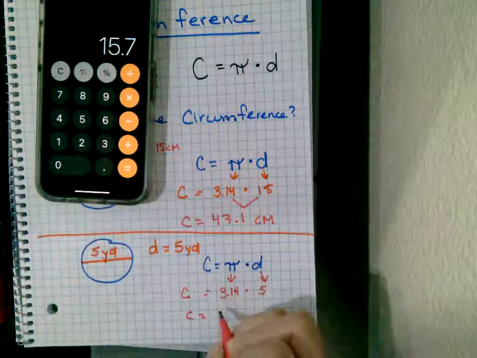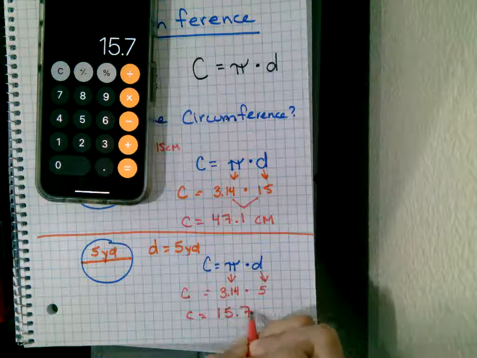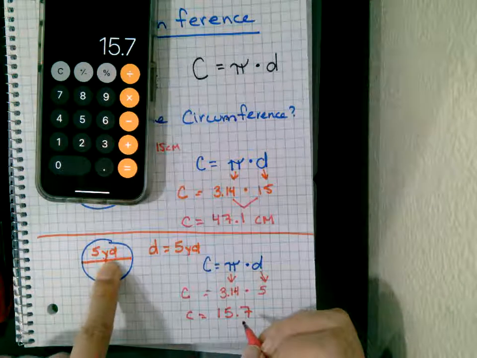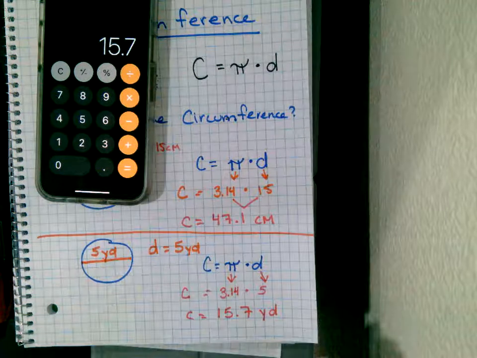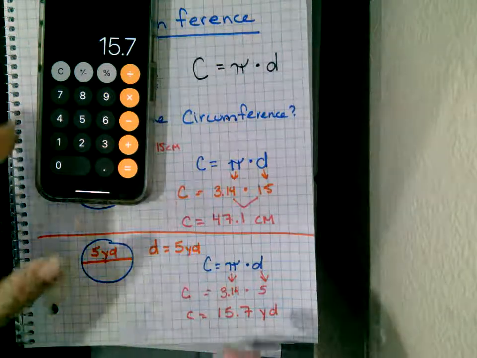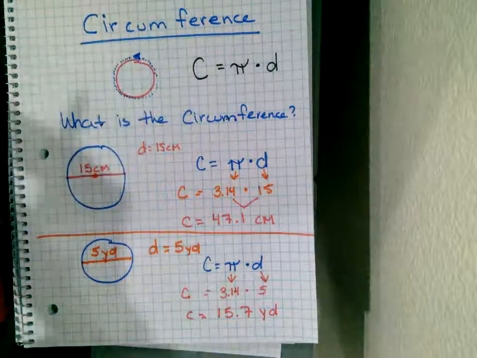15.7. All right. So I'm going to use that. 15.7. Look back at my units. My unit says yards, so I'm going to plug in as yards. So my circumference is equal to 15.7 yards.